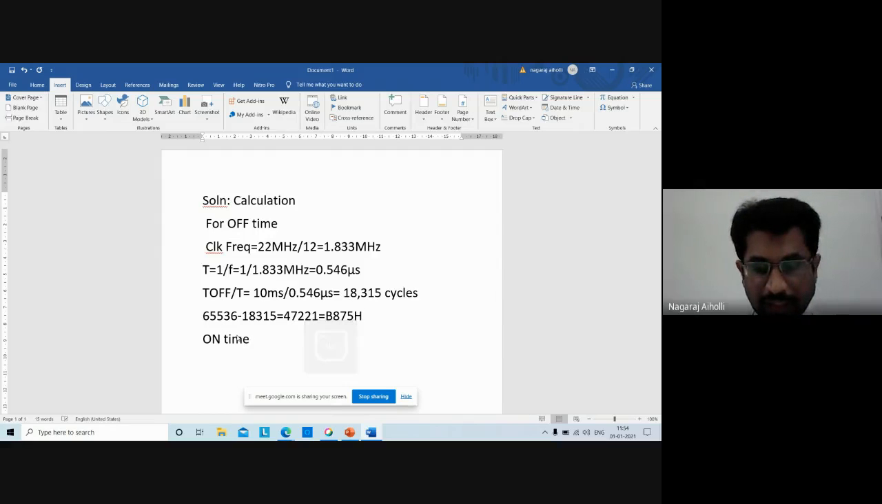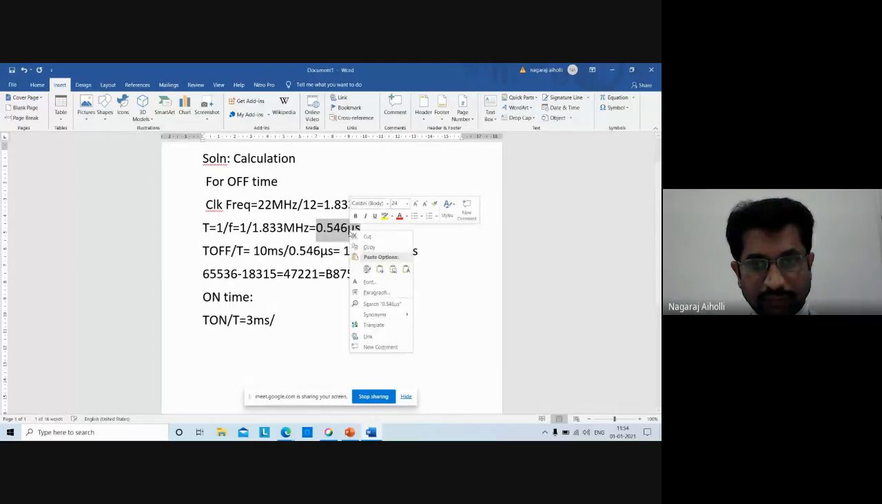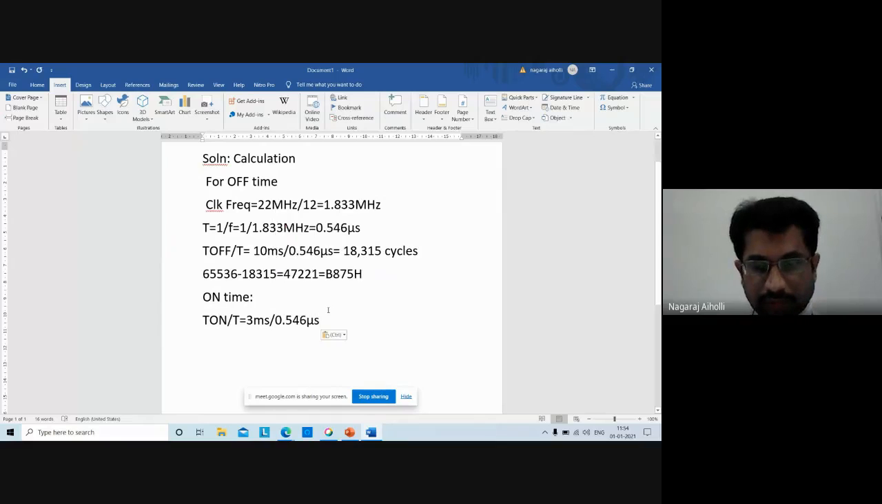For on time, the calculations are like this. That is, T on divided by the time period. Just try to understand the calculations. Calculations are important before writing the program. The on time of the square waveform is 3 milliseconds. This divided by the time period 0.546 microseconds will be equal to 5494 clock cycles.